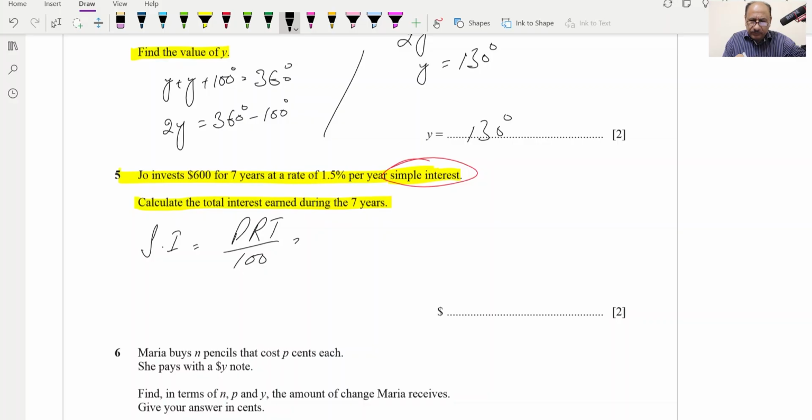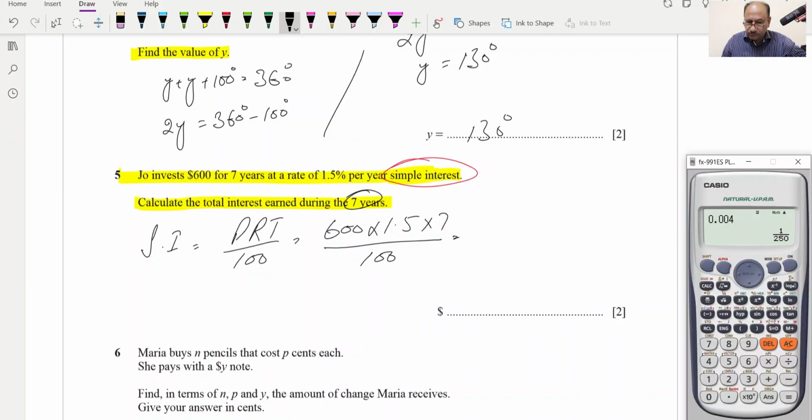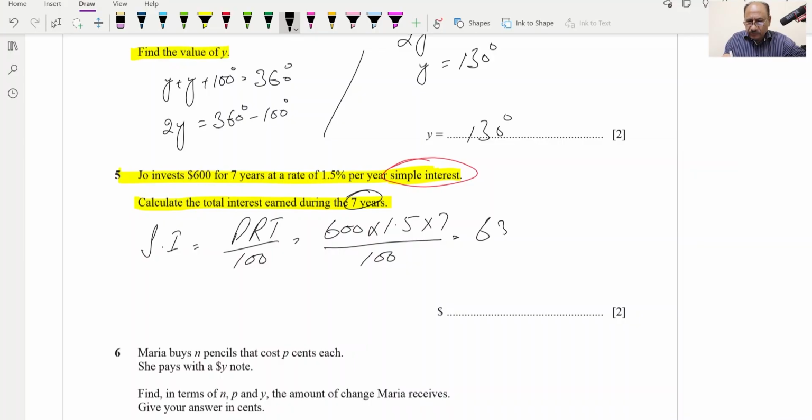P is the principal amount, so 600 multiplied by rate, which is 1.5, multiplied by time duration, which is 7 years, and divided by 100, and the calculator will help us to simplify this. So 600 into 1.5 into 7 and divided by 100, this will give us 63. So $63. 2 mark question, easy.